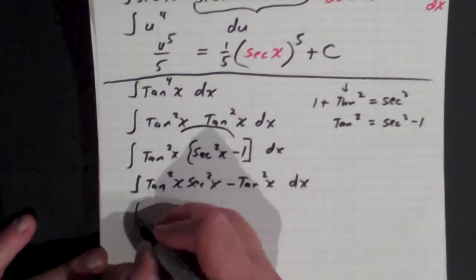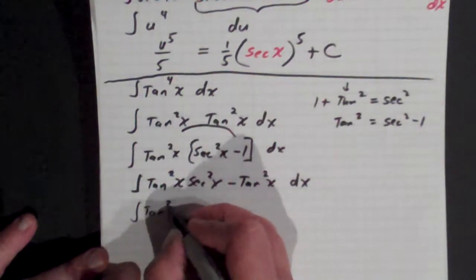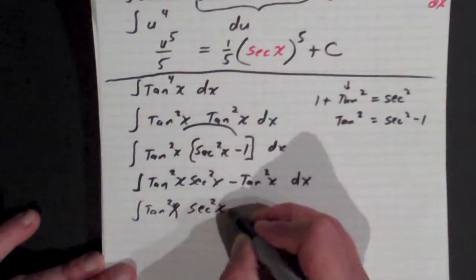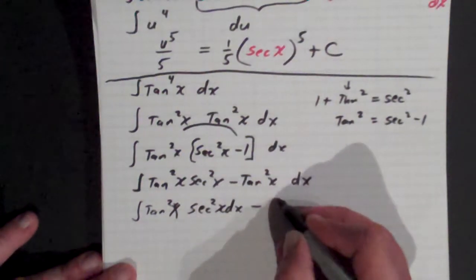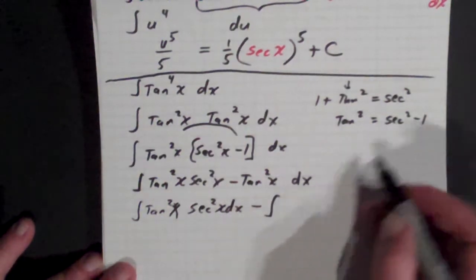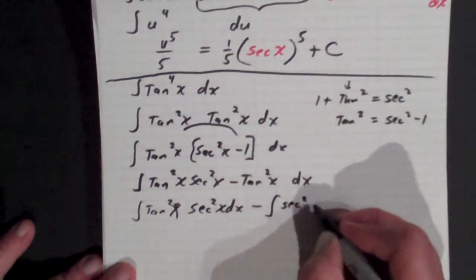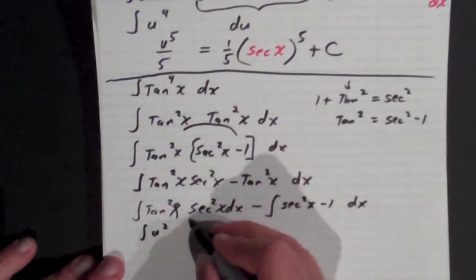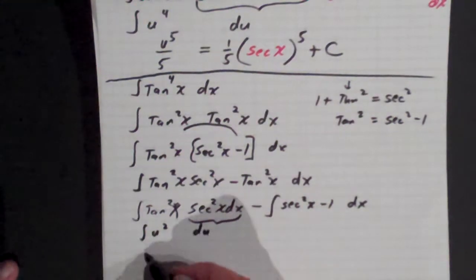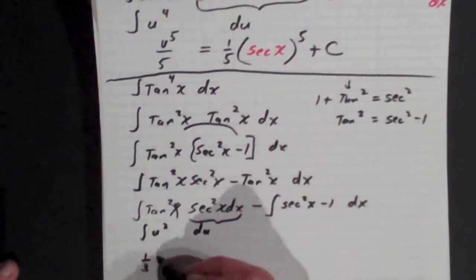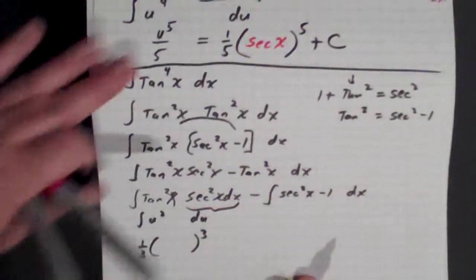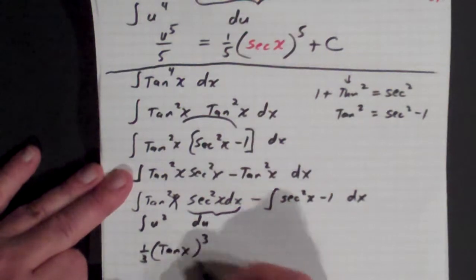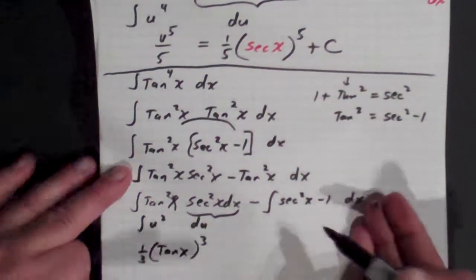If I leave this first one, tangent squared of x, secant squared of x dx, as a first integral, then I'm going to call this tangent squared again, another secant squared minus 1. This is a u squared du, so when I integrate it I'd have u to the 3 over 3, or 1/3 u to the 3rd. U in this case is tangent, because the derivative of tangent is secant squared.